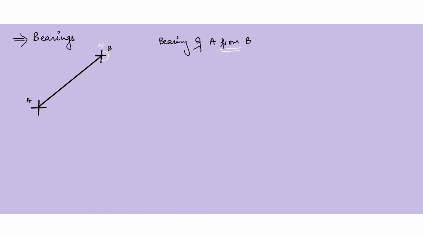Bearing is always measured from the north in clockwise direction till the point where the 2 points are being connected. So if you start from the north of A and go in clockwise direction till the line that is connecting A and B, this entire thing is your bearing. If the question says find the bearing of B from A, in that case we'll measure the bearing from the north of A till the point that connects A and B. So this would be the bearing of B from A.